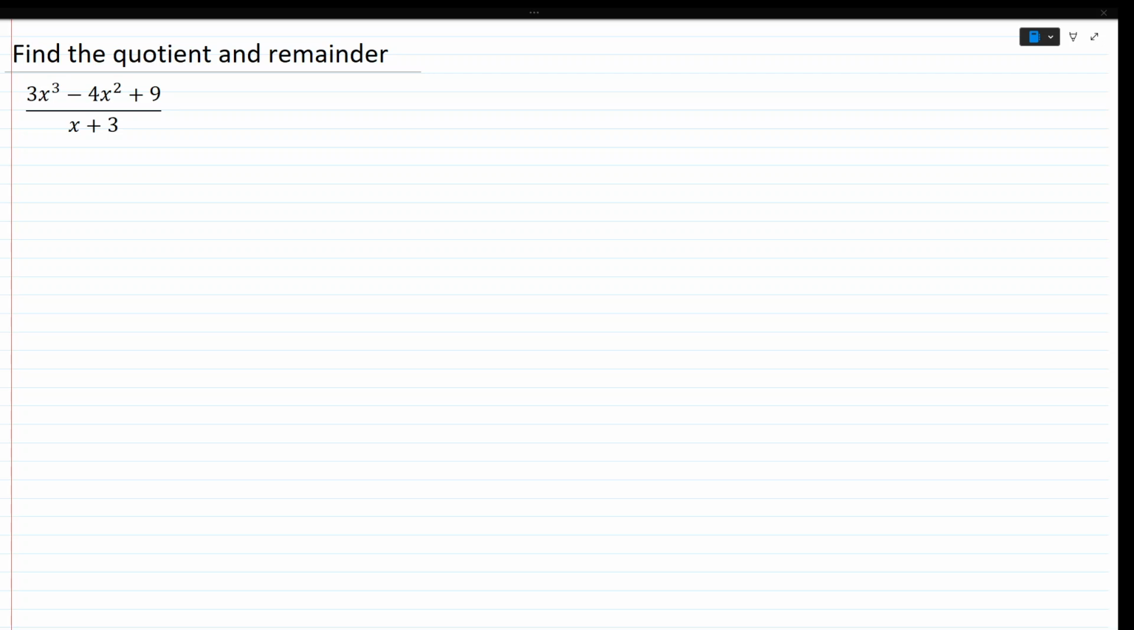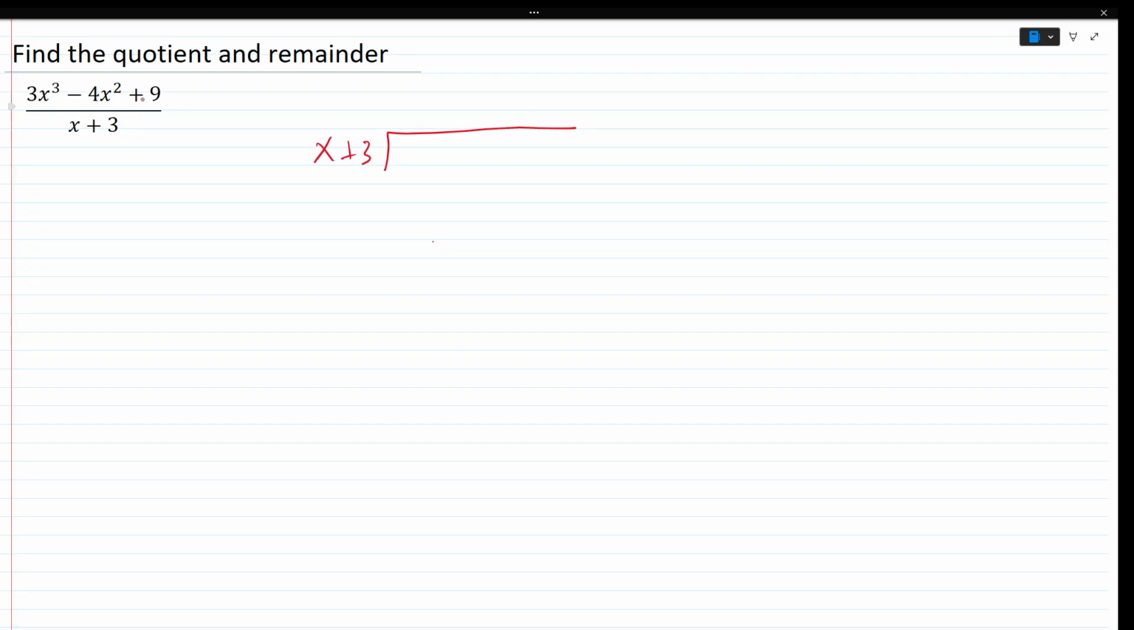In this example, we're going to perform long division to find the quotient and remainder, but we're also going to write it in a different form for the answer. So what we would do for this one, we'd perform our long division. So we have the x plus 3, and we're dividing that into the 3x cubed minus 4x squared plus 9.